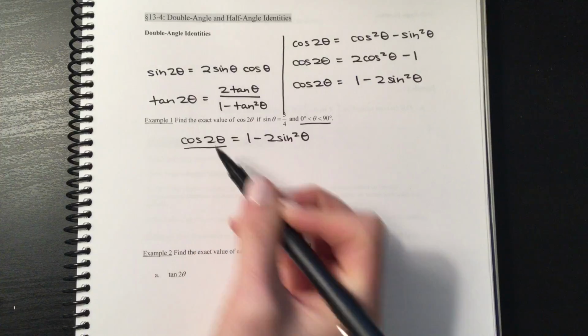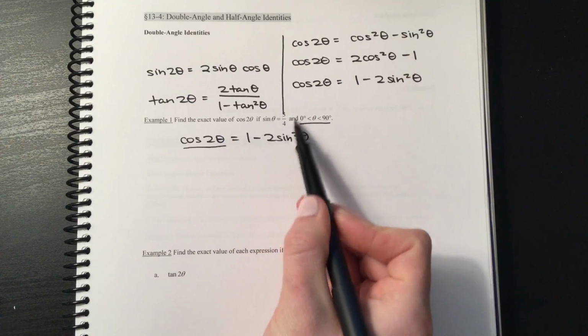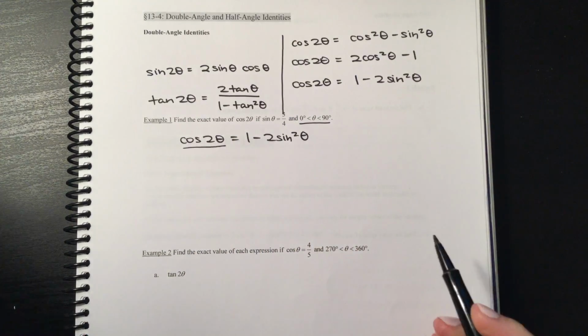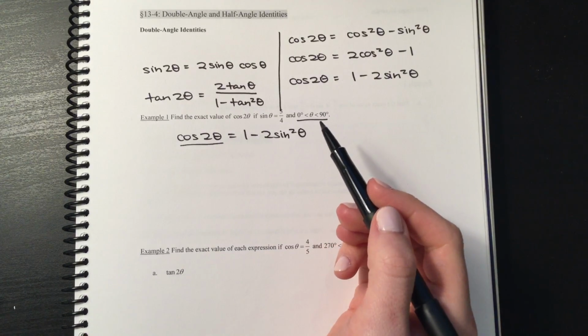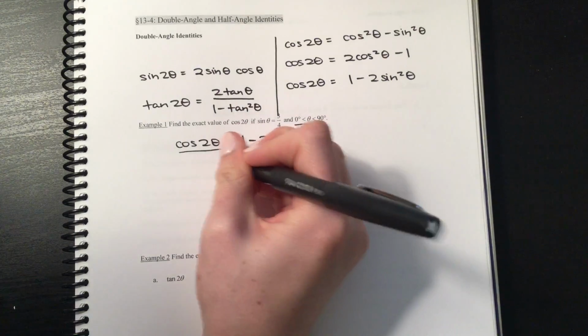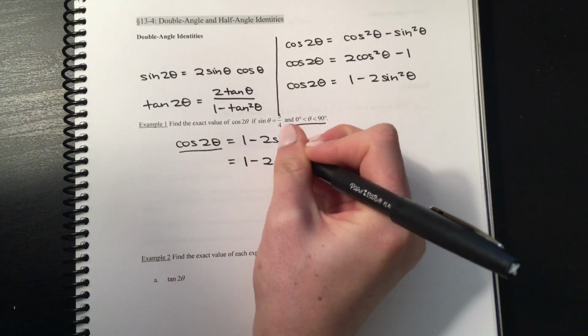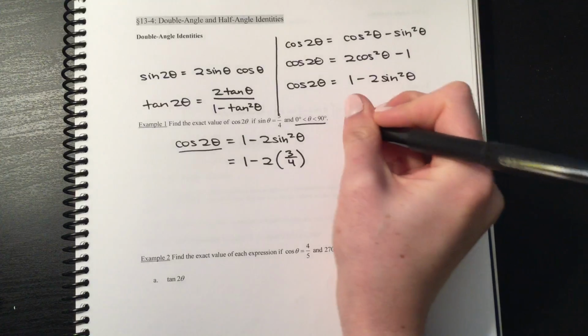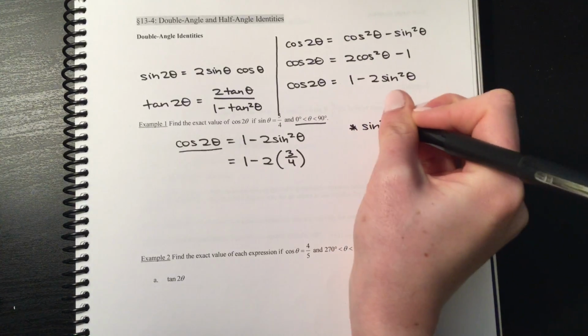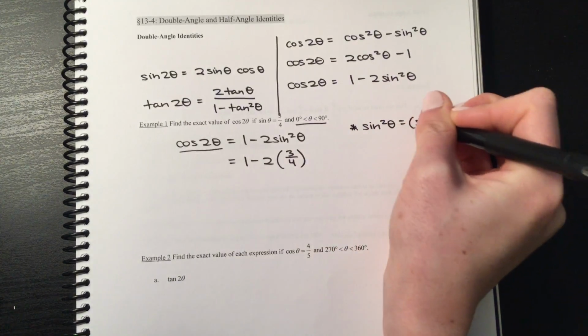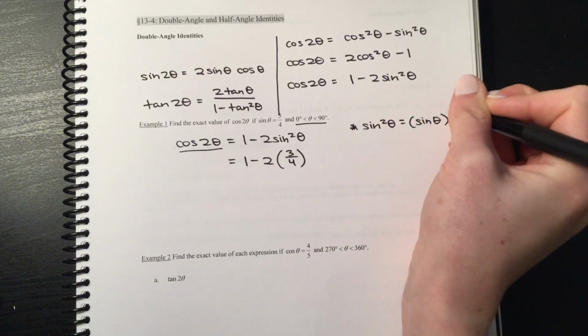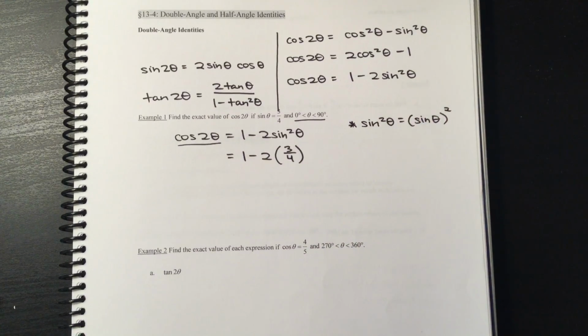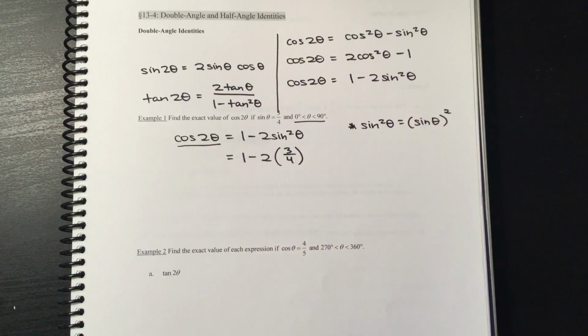Okay, so we want to find this, and what we're going to do is plug in this sine value right here. So that is 3/4. Remember this notation, sine squared: when you see notation like this, what it really means is you're taking whatever the sine value is and then squaring it. Same thing with cosine, tangent, whatever. So it means we're taking that value and squaring it.